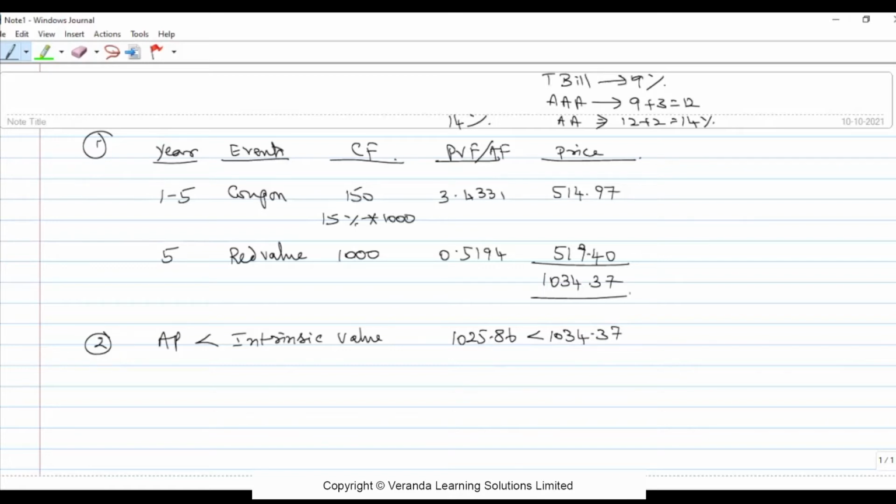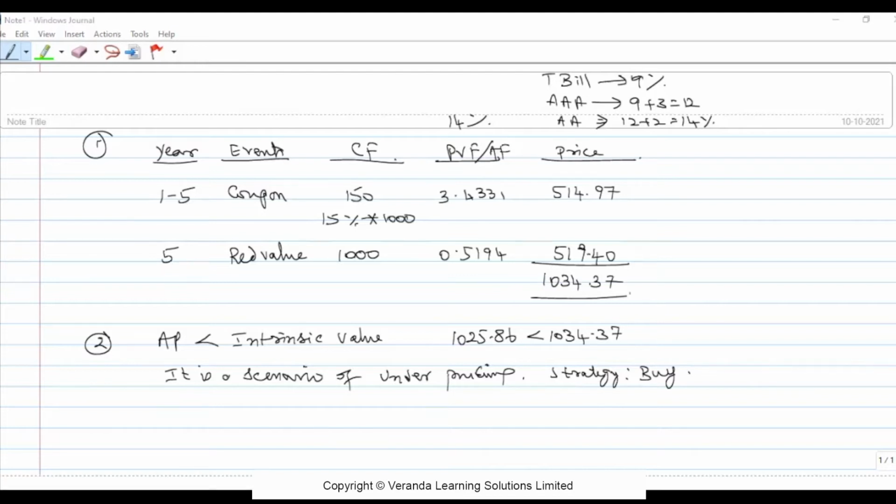If the market analyst says that the worth of the share is 1034.37, when it is available in the market at 1025.86, we will say it is a scenario of underpricing. Therefore, strategy is to buy. Out of 4 questions, we have knocked out two.